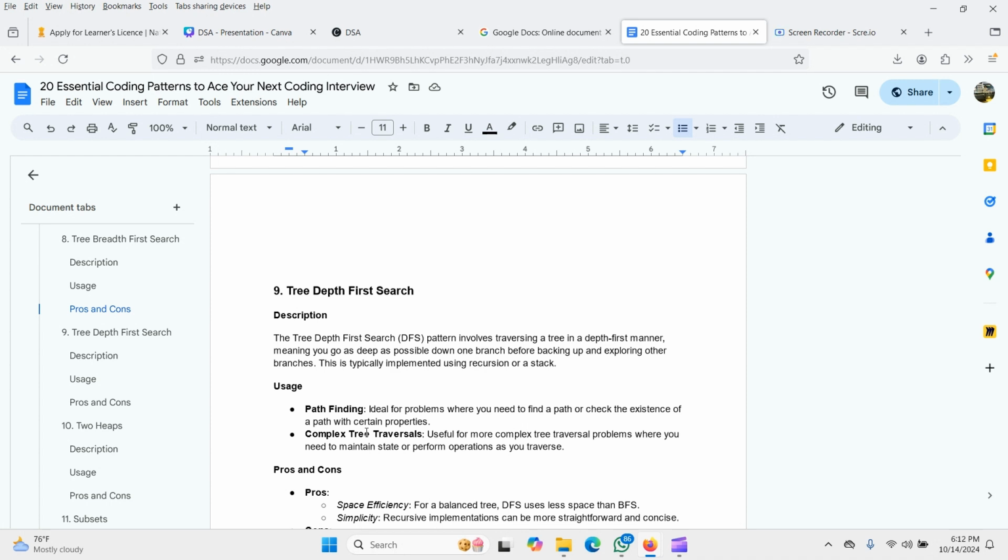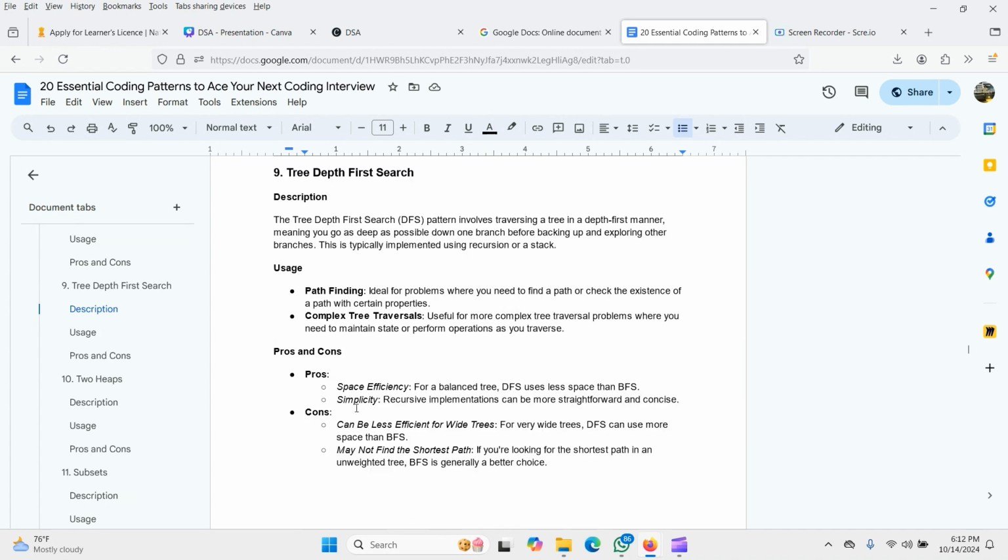So it also has advantages and disadvantages. Previously we discussed the advantages and disadvantages of the other approach. Let's discuss this approach too. The first advantage is that it is space efficient. That means for a balanced tree, DFS uses less space than BFS. Next, it provides simplicity. That means a recursive implementation can be more straightforward and concise.